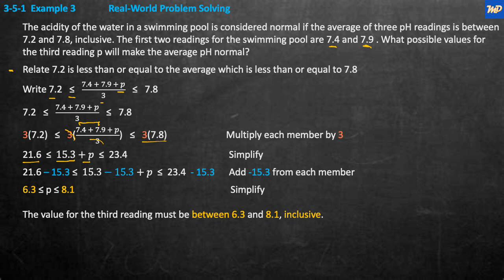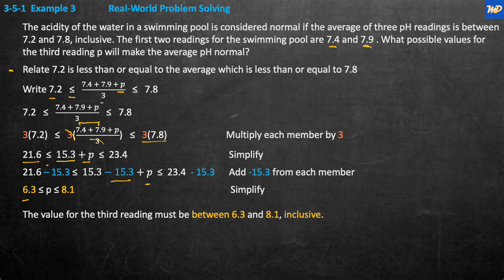And now we're going to add the negative 15.3 to each side because we have to get the p by itself. So we're going to subtract 15.3 from both. So we have 21.6 minus 15.3. We have 15.3 minus 15.3 plus p. And we have 23.4 minus 15.3. And when we do that and simplify, we're going to get 6.3 is less than or equal to p.